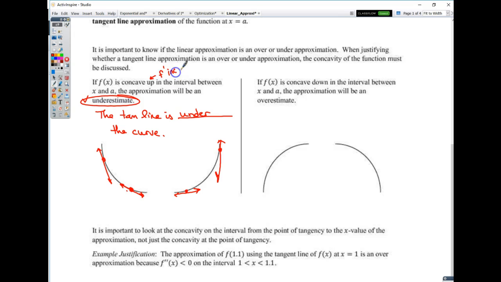By the way, when is something concave up? F prime is increasing or F double prime is positive. On the flip side, if we have a concave down function, which means F prime is decreasing or F double prime is less than 0, what do you notice about the tangent lines? Above.